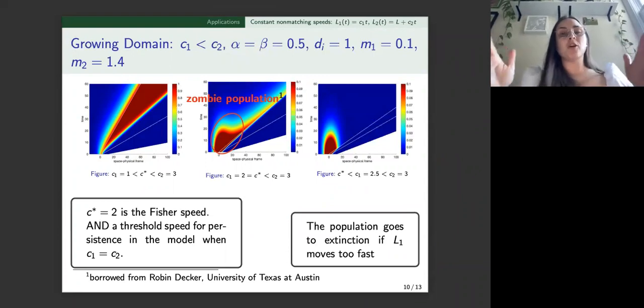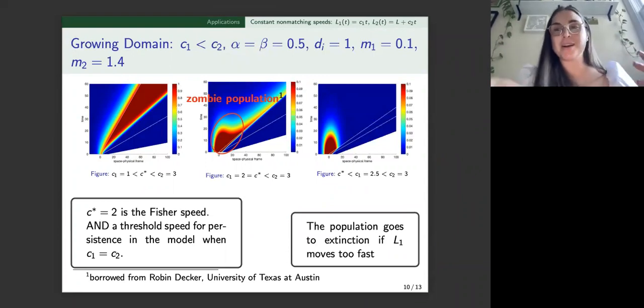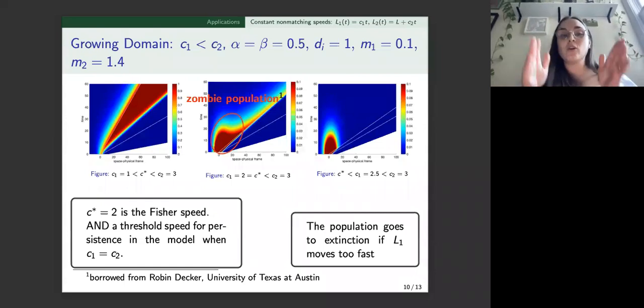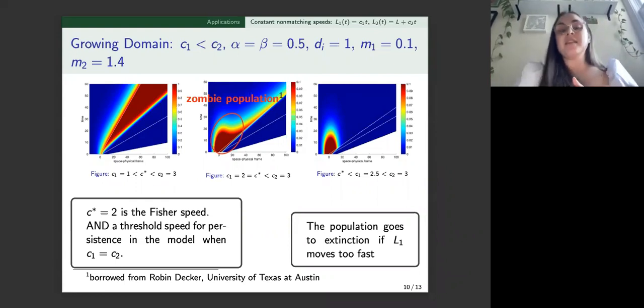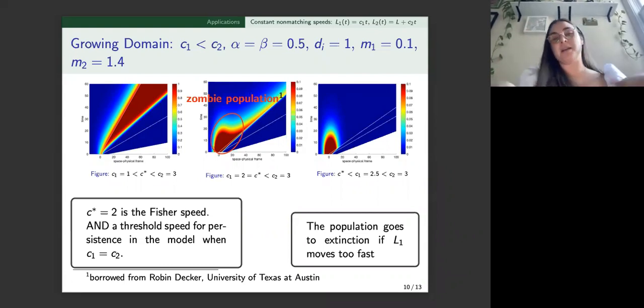Just for one moment, I'm going to go back to the case where C1 is equal to C2, we'll just call it C, moving at that constant matching speed. In that case, we know that for every parameter set, there is a critical threshold speed above which the population will always go extinct. And in this case, that speed is C star equal to 2. This is also the Fisher speed, which is the speed at which a population invades in a homogeneous landscape. That means that there's no structuring of good and bad.